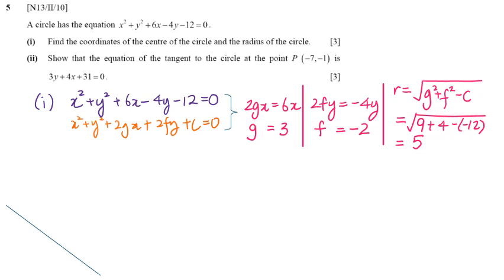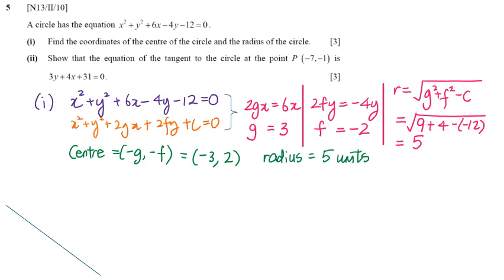So the center is (negative g, negative f). Remember, it's negative g, negative f. So that gives you (negative 3, 2). Radius is 5 units. So these 3 marks are quite easily earned. For part 2, you're asked to show that the equation of a tangent to the circle at point P is blah, blah, blah. This part is also quite easy.